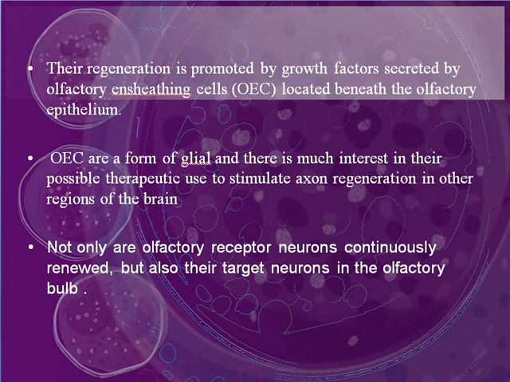The olfactory ensheathing cells are a form of glia, and there is much interest in their possible therapeutic use to stimulate axon regeneration in other regions of the brain. Not only are the olfactory receptor neurons continually renewed, but also their target neurons in the olfactory bulb.